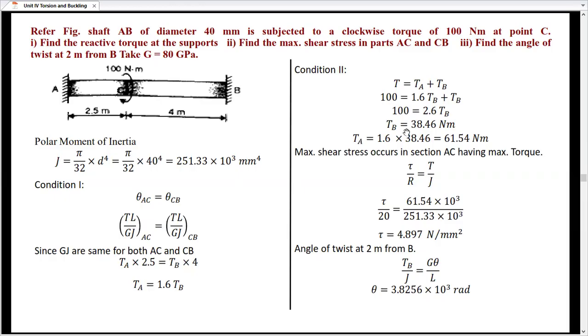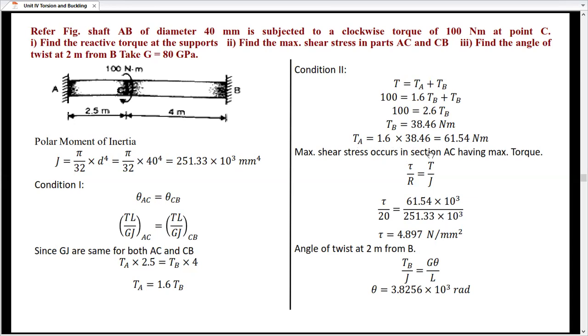And we have calculated the correlation between torque at A and torque at B. So torque at A is equal to 1.6 times torque at B. So you can put that value of torque at B, that is 1.6 into 38.46. So we have torque at point A as 61.54 Newton meter. So in this way, we can calculate torque at A and torque at B.